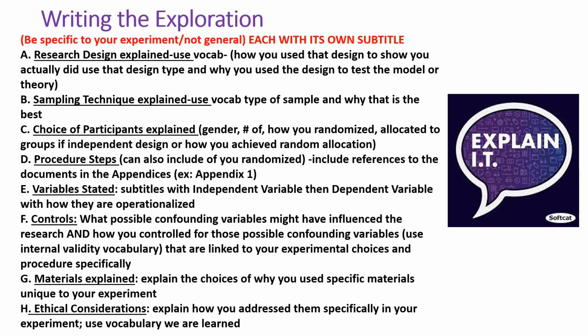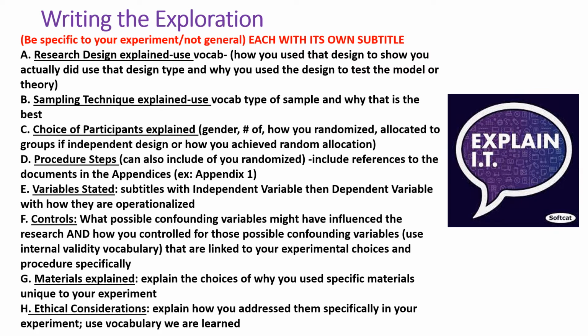Sample technique is the same thing. You want to refer to Unit 1 on certain types of sample technique, like convenience sampling, right? You don't want to use snowball sampling because that is qualitative, not quantitative. Quantitative is the only thing that we're doing right now in an experiment. So you want to use the quantitative research sample vocabulary. You're also going to talk about your choice of your participants. Gender is a definite, how many males and females, the number of them, how you randomized, and so forth.